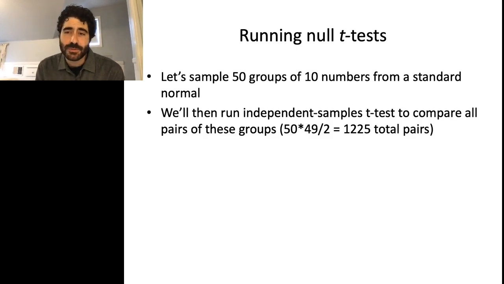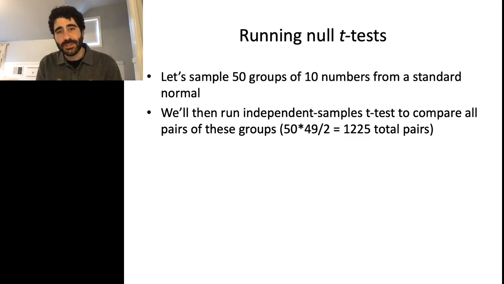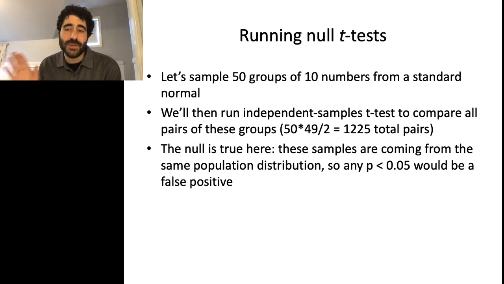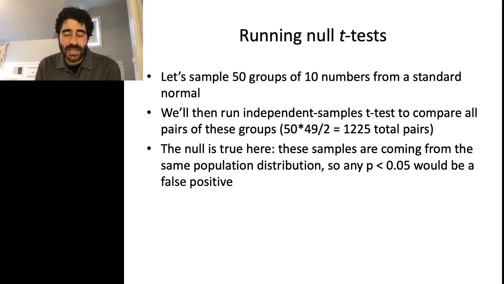Okay, now what we're going to do is look to see if any of these samples are coming from populations with different means, right? What we're going to do is run an independent samples t-test on every single pair of groups. So that's 1,225 tests total, right? I'm going to compare group 1 and 2, 1 and 3, all the way up to 1 to 50, 2 to 50, right? All of these pairs. Now the null is true here because I took all these samples from the same exact population. There's no difference in the population mean that these samples are coming from, right? And so if I get any p below 0.05, that's going to be a false positive, right?